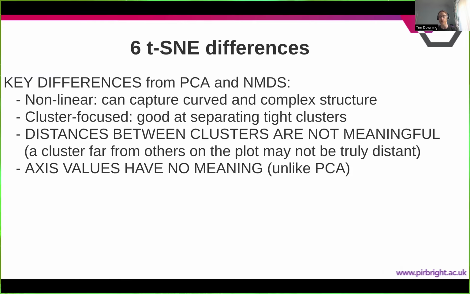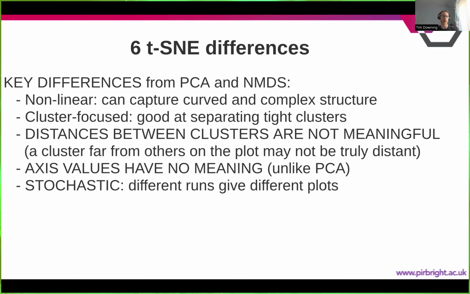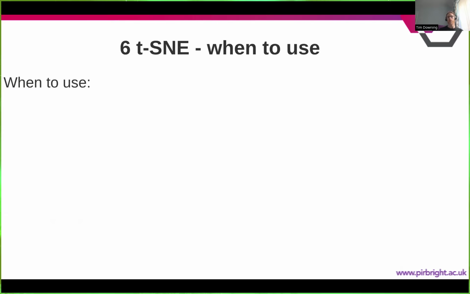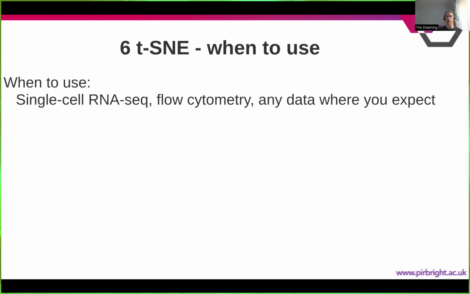The axis values have no meaning. And a key thing, as the clue in the name says, is that it is stochastic, and therefore different seeds or other parameters can mean that you get very different results in t-SNE, because a lot of the initialization steps are based on random values, and the same analysis can produce different plots at the end. It's also very sensitive to the perplexity parameter. So what we can do is plot our data using multiple perplexity parameters. That's what we'll do in the demonstration lab.